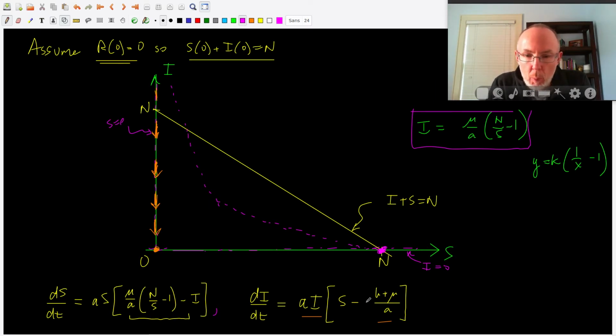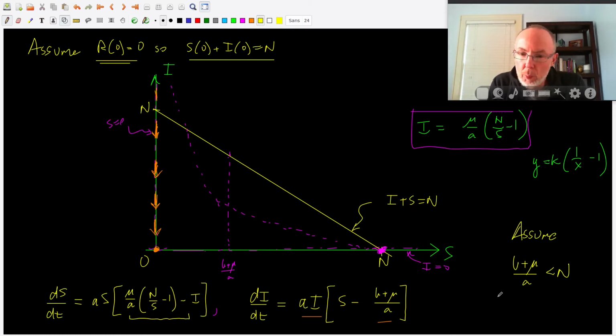Now, there was one other value of s that's important. There's this s value, b plus mu over a. So I'm going to draw the curve. Here it is. Here's the curve where S is equal to B plus mu over A. And to have drawn it like that, I'm assuming that that's actually smaller than n. So I'm assuming that B plus mu over A is less than n. Or put that another way, AN over B plus mu is bigger than 1.